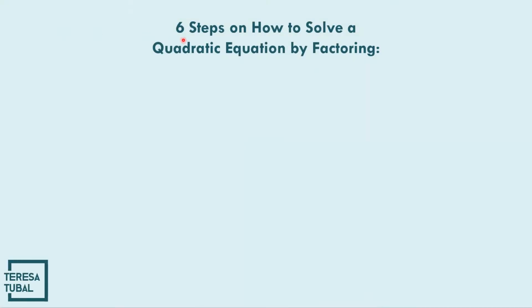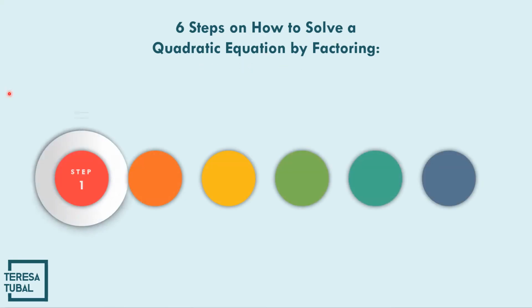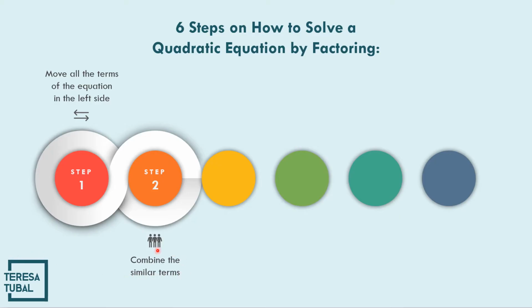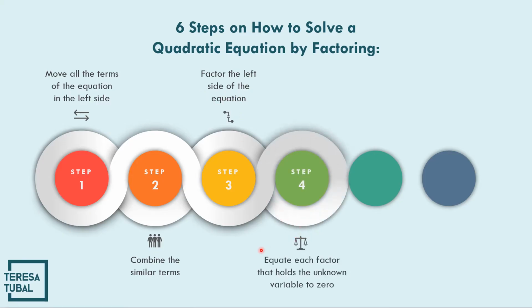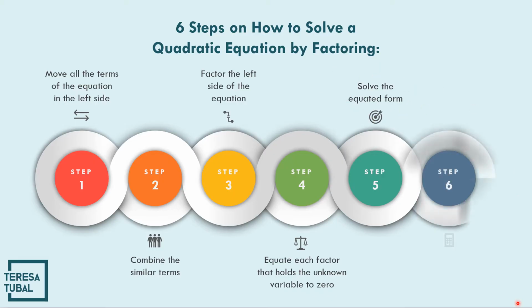We have 6 steps on how to solve a quadratic equation by factoring. First, move all the terms of the equation to the left side. Step 2, combine the similar terms. Step 3, factor the left side of the equation. Step 4, equate each factor that holds the unknown variable to 0. Step 5, we need to solve the equated form. And then the last step, we need to check the answers by evaluating them in the original equation.